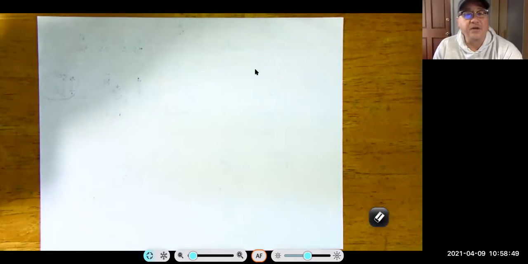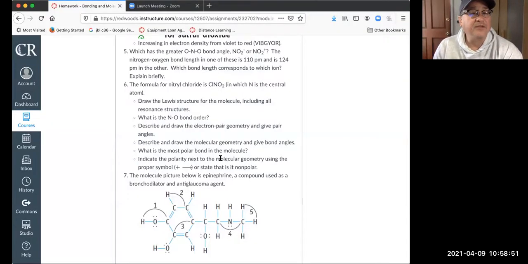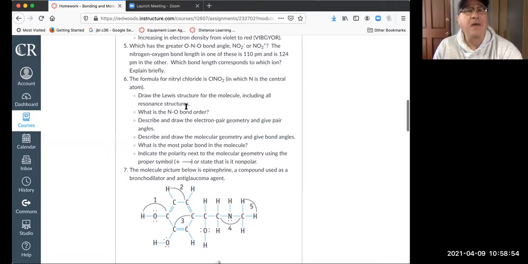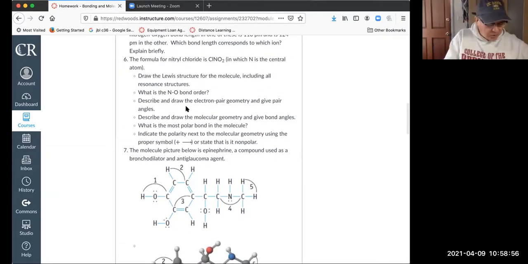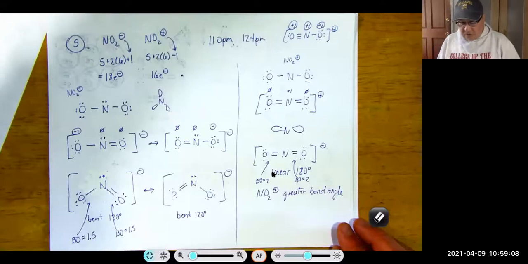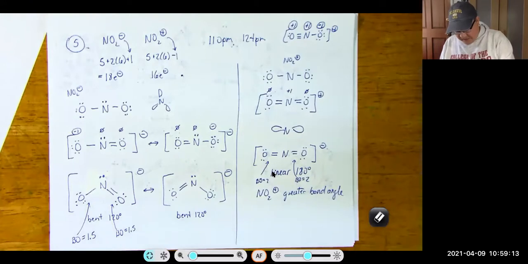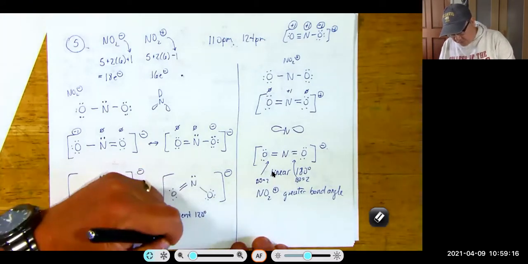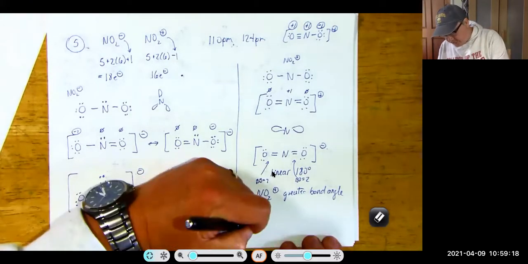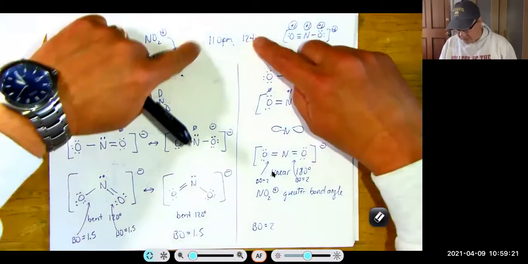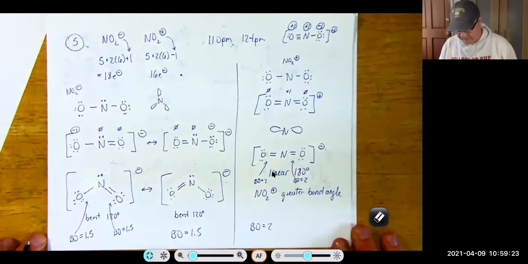We're going to go back here. So we've answered number 5. We haven't answered which bond length corresponds to which ion. We never did answer that. So let me change my share again so that we can take a look at what we've done. One of these is 124 and one's a 110. Here, the bond order is 1.5. Here, the bond order is 2. So which number corresponds with which?